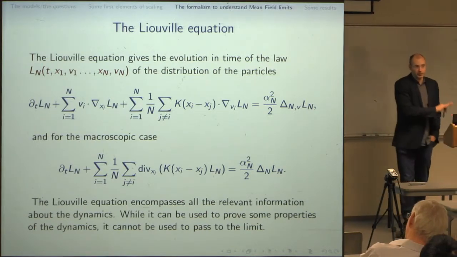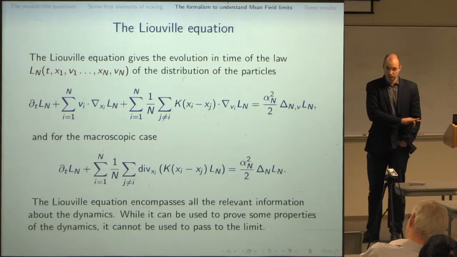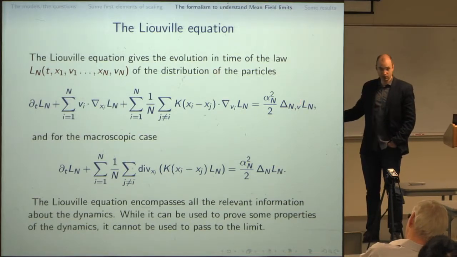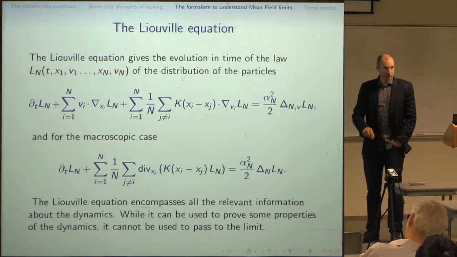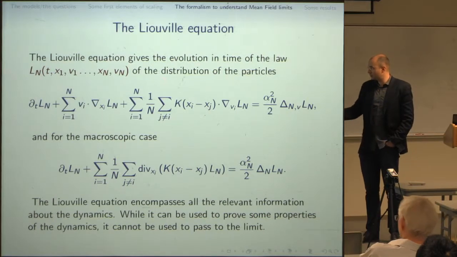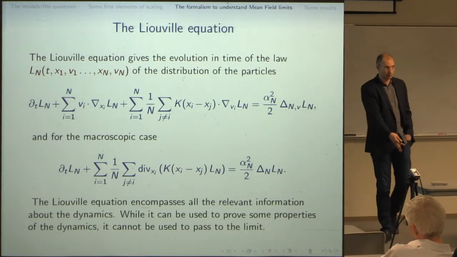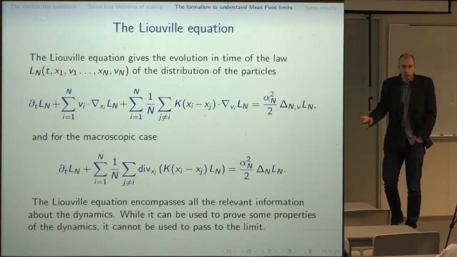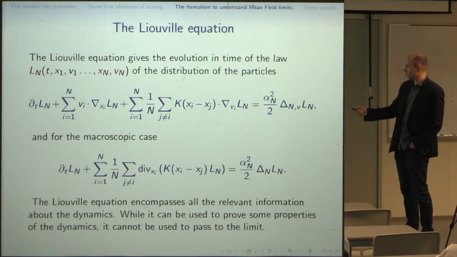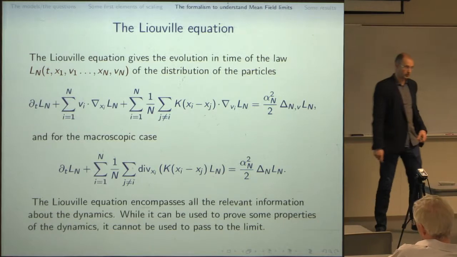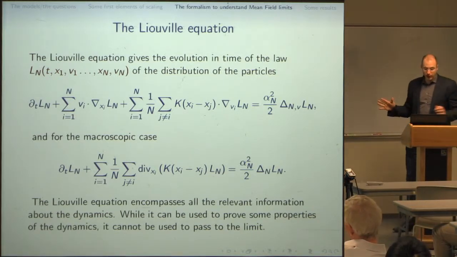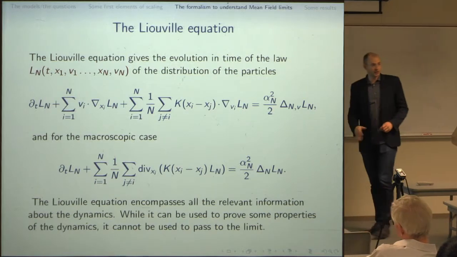Now, of course, it's a completely deterministic problem. There's no stochastic term here. And even if I choose random initial data on the position, then this is just embedded into Ln at t equals 0. If I choose just one condition, then Ln at t equals 0 is some Dirac mass at the corresponding position. And if I choose random, then it's the law of the initial condition that is here. And in the macroscopic case, you have that. So the Liouville equation is very nice. You have all the information about the dynamics at this level.